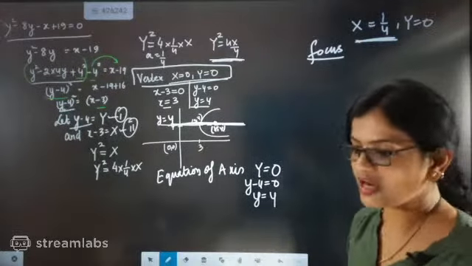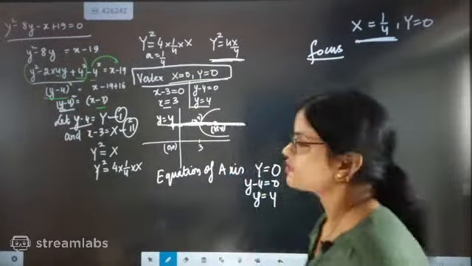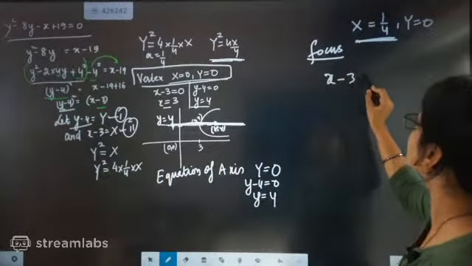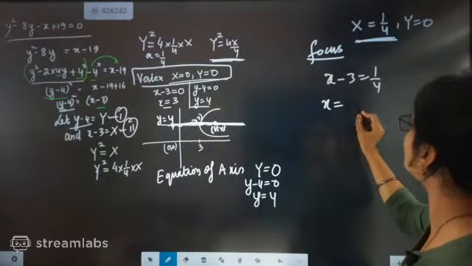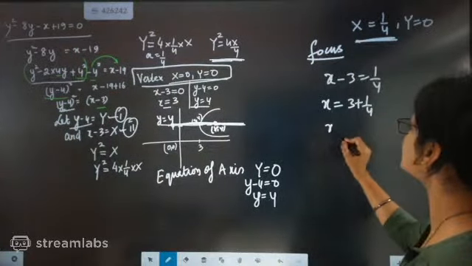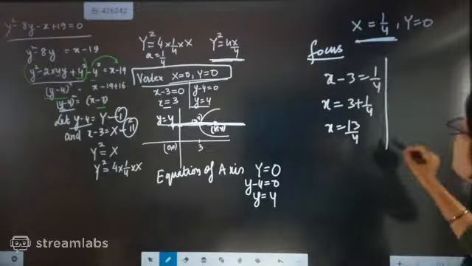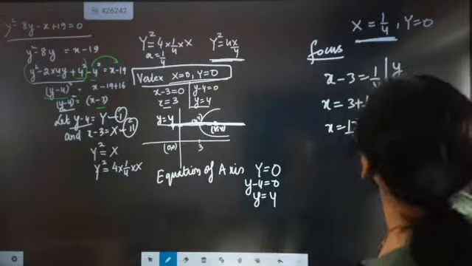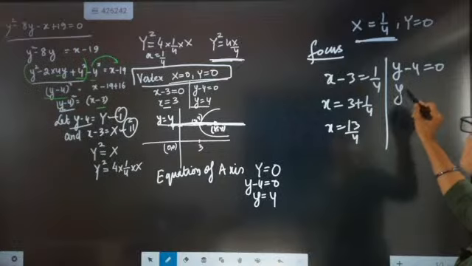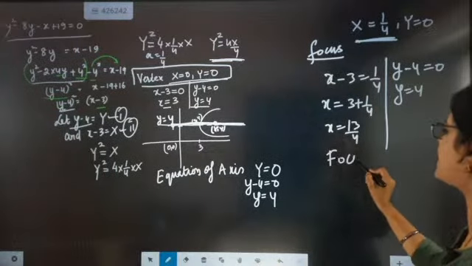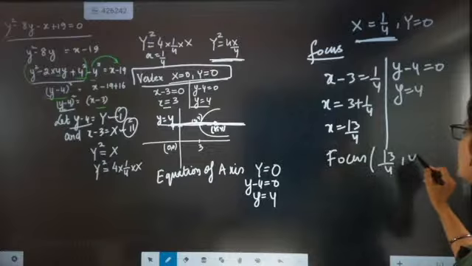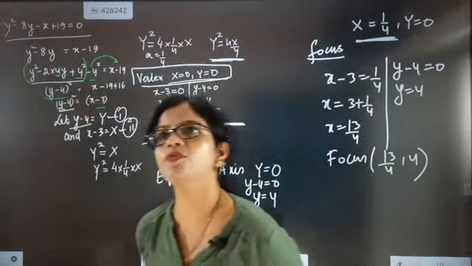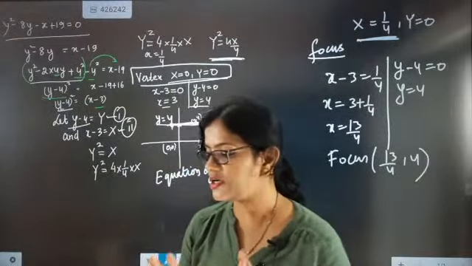In the standard equation, Y will become equal to 0. So what are we going to write? Capital X is nothing but x minus 3. So x minus 3 equal to 1 by 4, so x will be equal to 3 plus 1 by 4, so x is equal to 13 by 4. Now what will be y? I will teach this once again, so don't worry. Y will be equal to 0, so y is equal to 4. So the focus is coming as 13 by 4, 4. The focus is also changing.